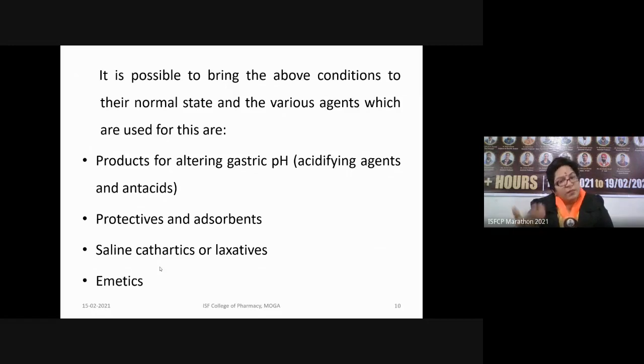There are various protectives and adsorbents which help to get rid of the toxins which are ingested deliberately or accidentally. Then there are saline cathartics or the laxatives. As I have discussed about the problem of constipation, this problem can be overcome with the help of cathartics or laxatives. And the next is the emetics. If at all some poisoning is there or some other material, and you want to get rid of that material from the body, some emetics have to be there.